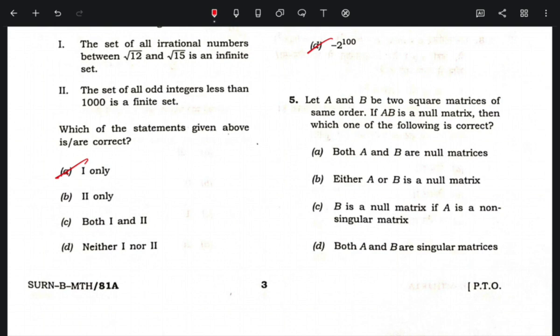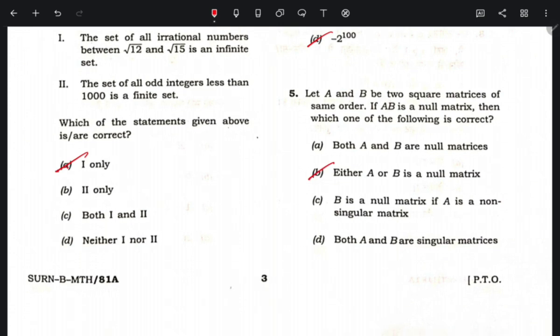Here both of them have to be null. Sorry, not both of them. Either of them has to be a null matrix, right? So if A is null, then AB is null. If B is null, then again AB is null. So this is B.